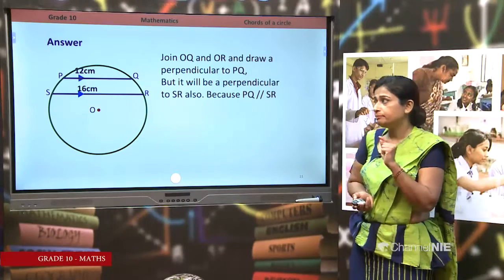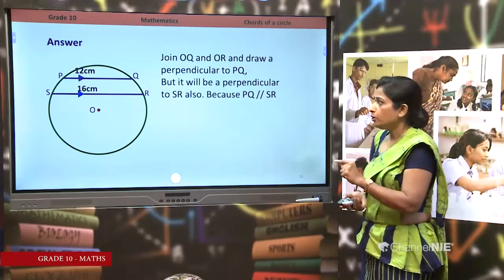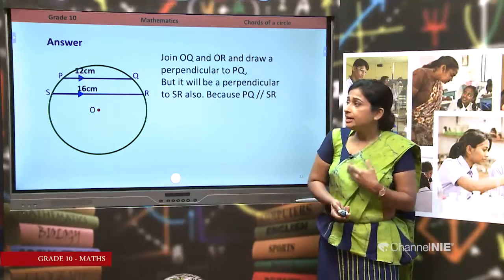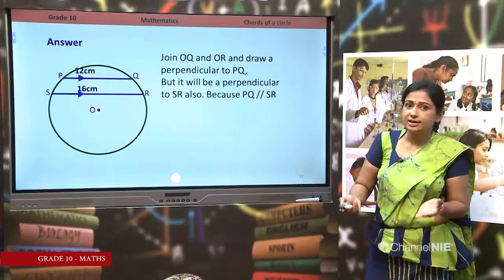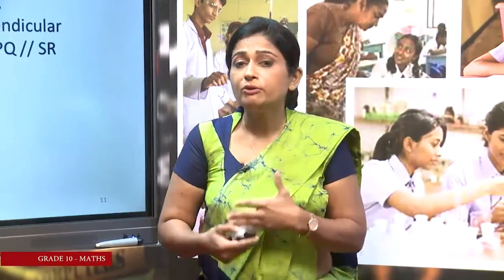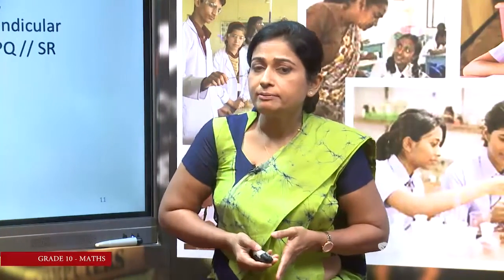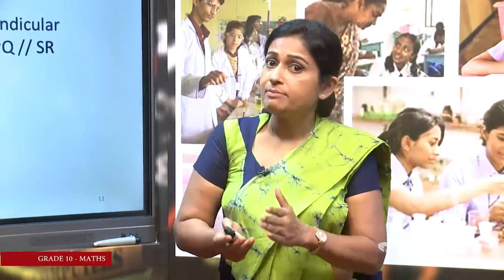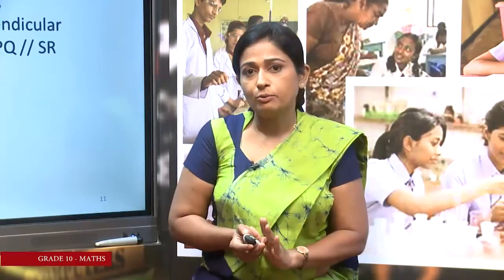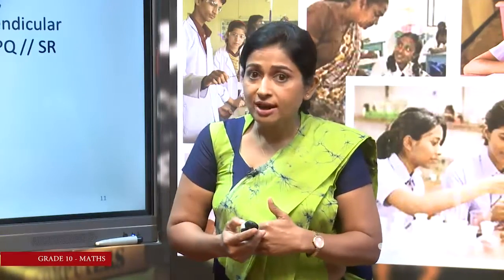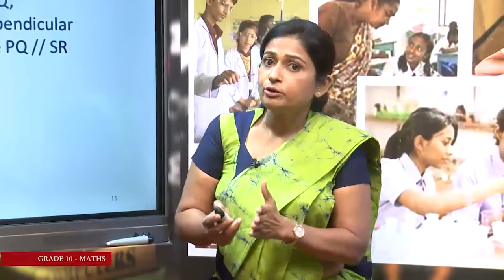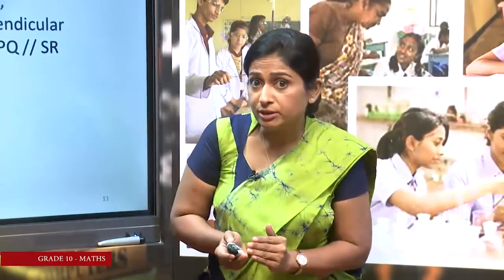So, I am going to draw the perpendicular from the center to PQ. While I am drawing the perpendicular to the chord PQ, it will be a perpendicular to the chord SR. Why? PQ and SR chords are parallel to each other. That's why I can say the perpendicular drawn to PQ is already perpendicular to SR.